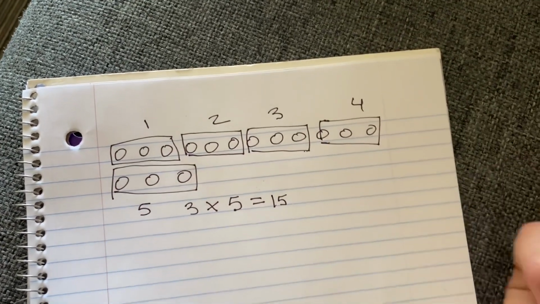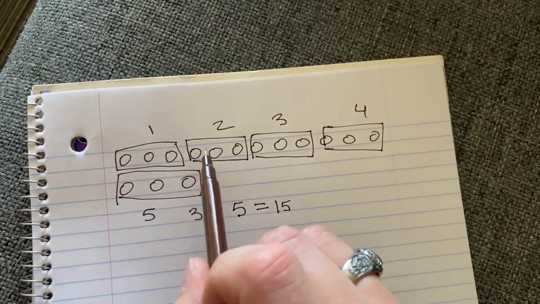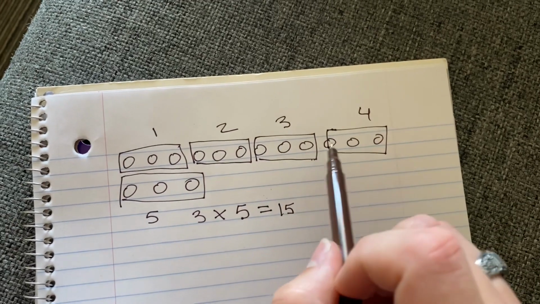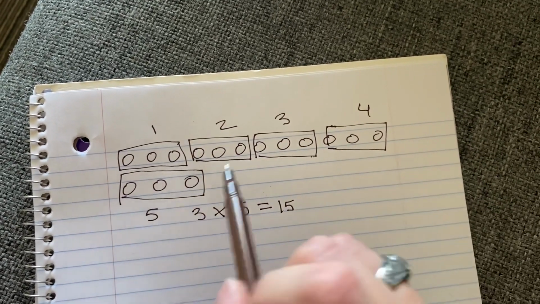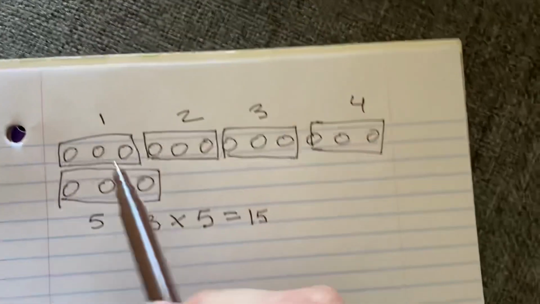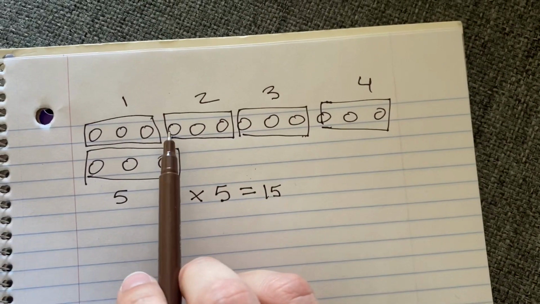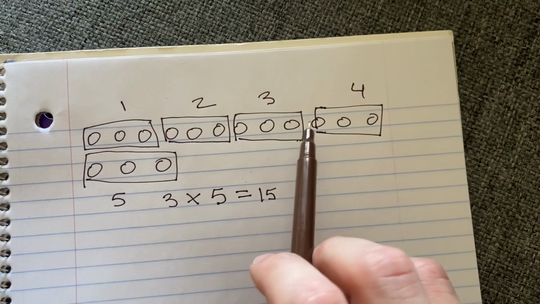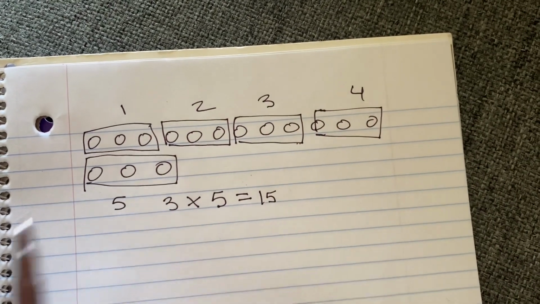And if you're still having problems with that, then you can do 3, 4, 5, 6, 7, 8, 9, 10, 11, 12, 13, 14, 15, or you could even do 2s. So if you do 2, 4, 6, 8, 10, 12, 14, and then just add one more is 15.